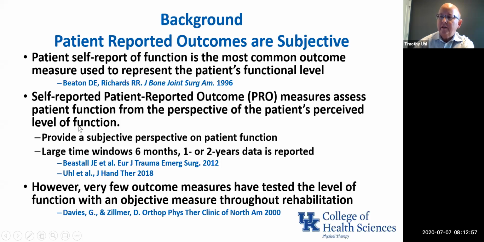This is starting to indicate that one of the issues with patient-reported outcomes, although they provide good information from a patient's perspective, is that they're often only identified every so often. And the purpose of what we're doing with our study is to look at these changes more over what we would do in physical therapy, like every week or two. So we're starting to identify, even on this first background slide, few outcome measures have tested the level of function and objective measures throughout rehab. So I'm starting to build the case for the need of the research. So it doesn't take very much.